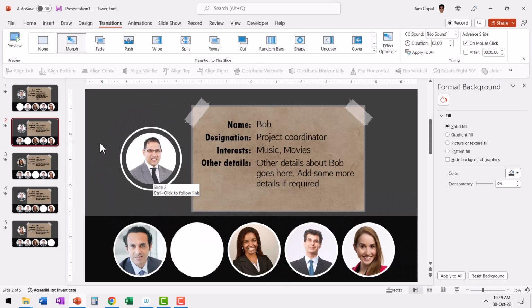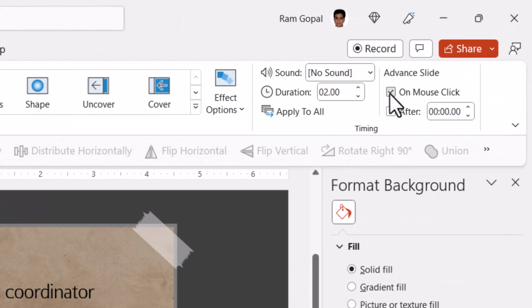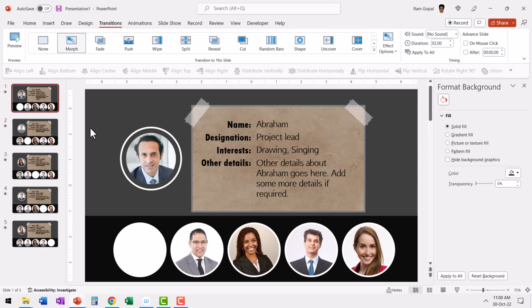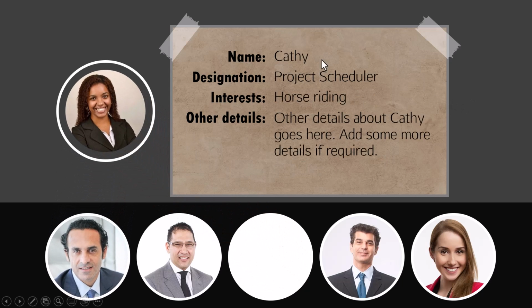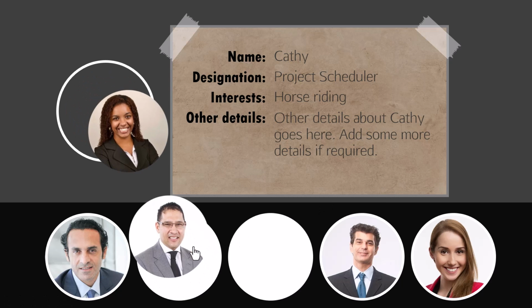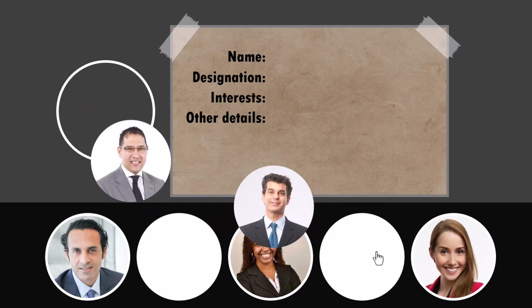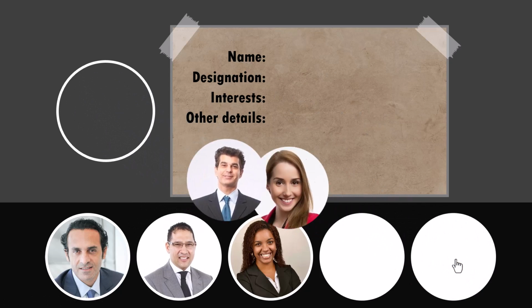If you don't want the audience to click on any other place, you can always do that by going to the Transitions option and say Advanced Slide and uncheck this option called On Mouse Click. So the audience has no other option than to click on these links. To make sure that every other slide has the same effect, you can go to Apply to All option, and that'll ensure that even if the audience clicks on any other place, there'll not be any effect. Only when they click on the relevant links, they will have the corresponding details shown. So that is how you create a beautiful interactive team intro slide set using Morph Transition in PowerPoint.